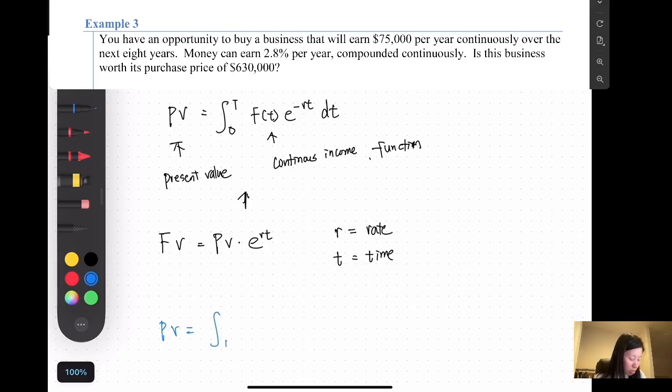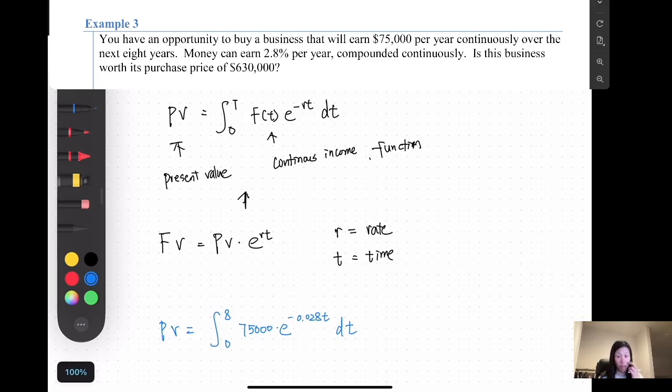It's equal to the integral from 0, since it's in an 8-year time frame, that means from 0 to 8. And then the continual function means you're earning $75,000 a year. So that means your continual function is going to be 75,000 times e to the negative r, which is negative 0.028 times t, dt.